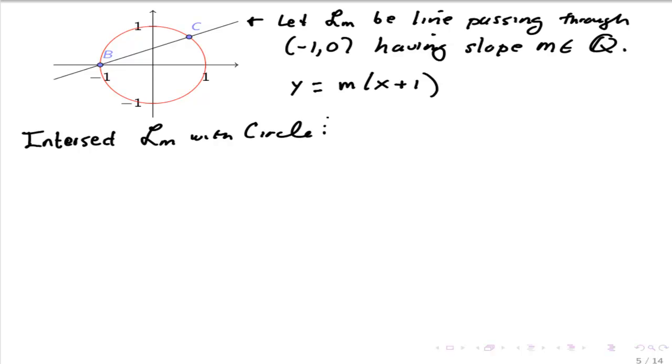So I just plug this in. We have x squared plus y squared equals 1. So x squared plus m squared times (x plus 1) squared equals 1. Multiply this out.